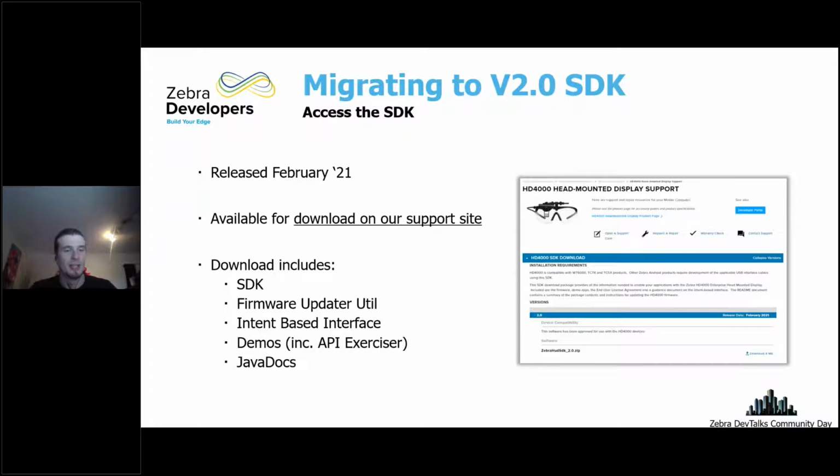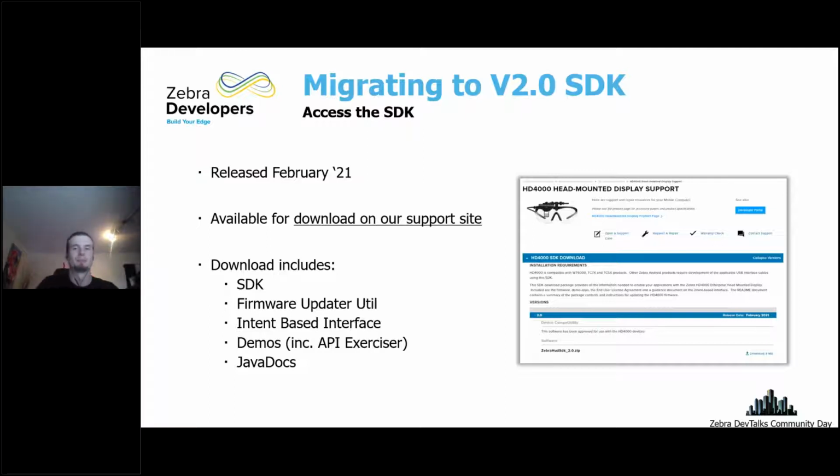That download there is a zip file. It obviously includes the SDK itself. It also comes with a firmware updater utility, an application you use to update the firmware on the HD4000. As I mentioned, the intent-based interface is now packaged in that download as well. We have a number of demos for different functions. One of those is an API exerciser, and this is pretty much a one-stop shop for everything HD4000 SDK related. You can test all of the functionality out in that APK. And of course, we've provided the source code as well. I'll actually be giving a quick demo of that in the presentation today, so if you're interested, that'll be coming in a few slides. And the last thing that we also have is the Java docs, or the raw documentation for those APIs.